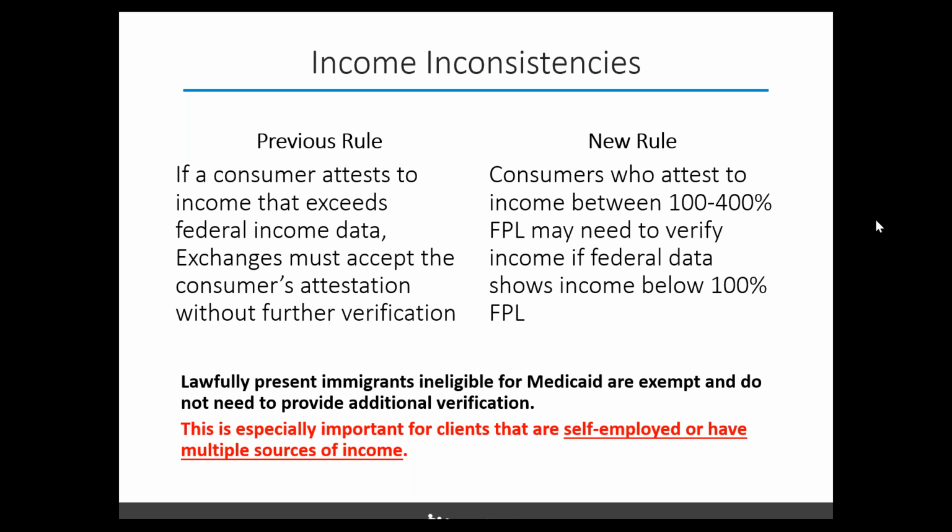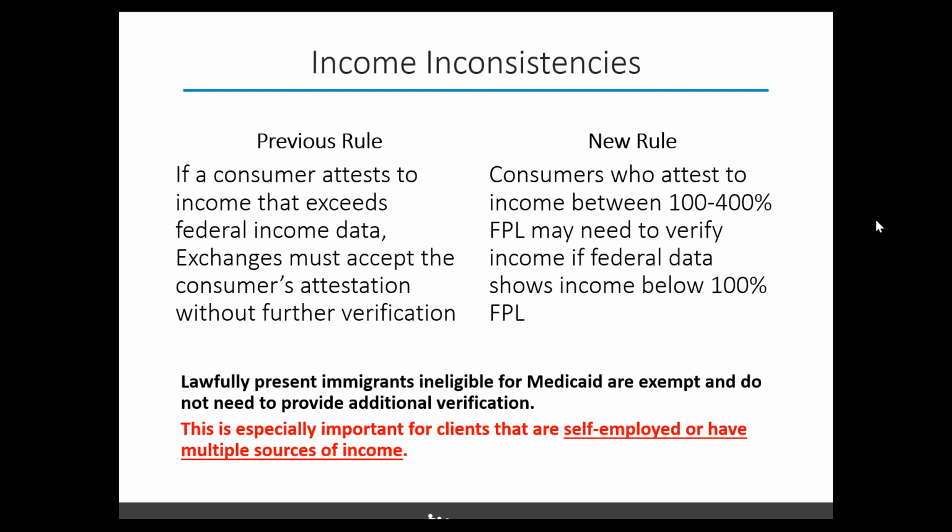So if the consumer's estimated income exceeds the income from data sources, and the data sources show that their income will be below 100%, but the consumer estimates their income will be above 100%, the consumer may have to provide documentation. The stated purpose of this policy is to target people whose incomes fall below 100% of the federal poverty level, but who might inflate their income to receive APTCs. This is primarily relevant to consumers in the Medicaid gap in states that have not expanded Medicaid.